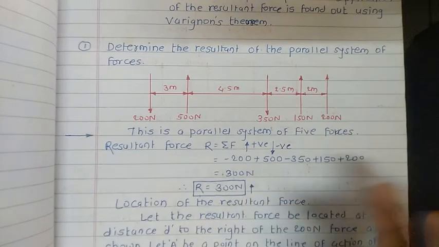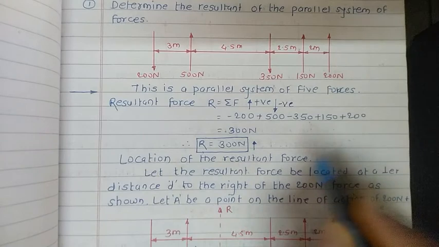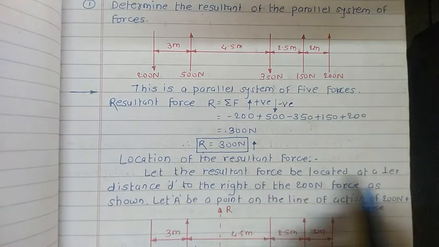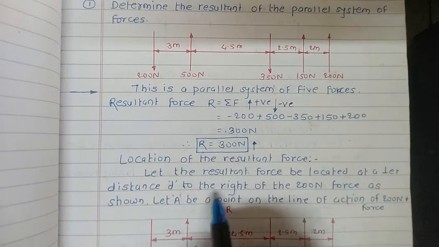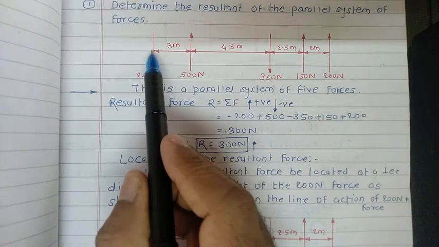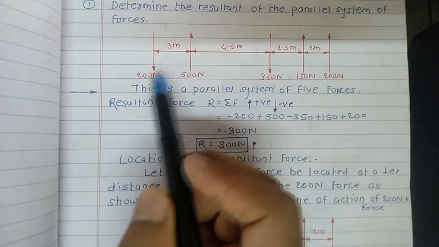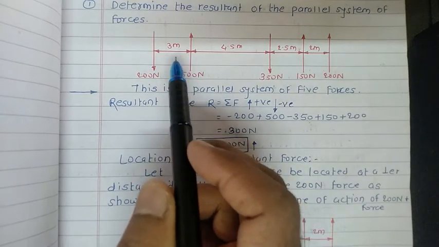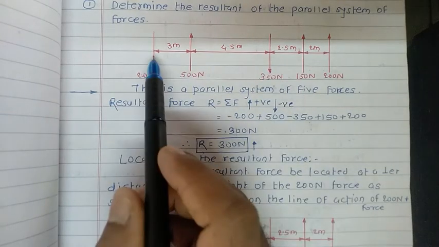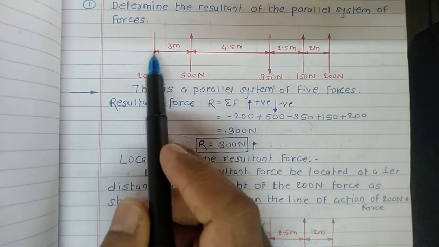Now it is very important to locate this resultant R. For that, mention here: location of the resultant force. Let the resultant force be located at a perpendicular distance d to the right of the 200 Newton force, which we have considered towards the right side. Our target is to locate that resultant point. If any information is given in the problem, you need to do the location according to that. If no information is given, locate the resultant force with respect to the extreme left side force or extreme left side point.